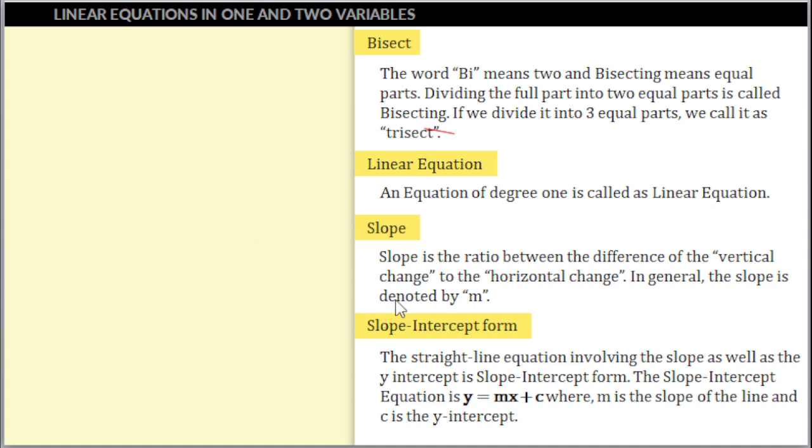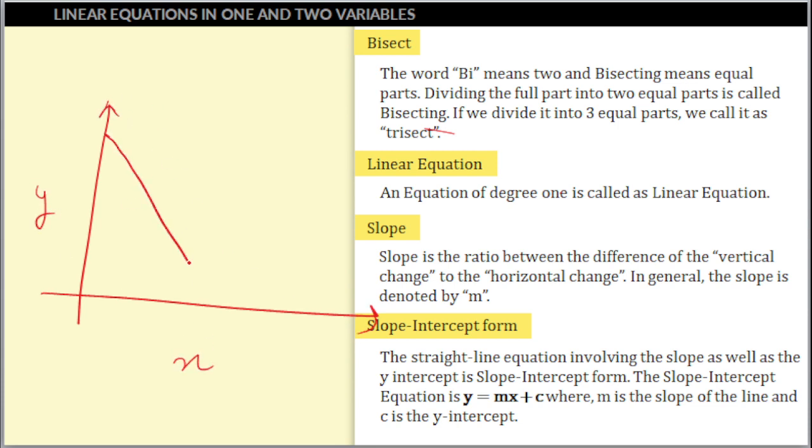Now slope intercept form. To understand it, again I'll have to draw the graph. So this is the x-axis, this is the y-axis, and let's say this is the graph this time. The equation for a straight line is y is equal to mx plus c, and that is what we call slope intercept form. y is the y-axis variable, m is slope, x is the x-axis variable, c is y-intercept.